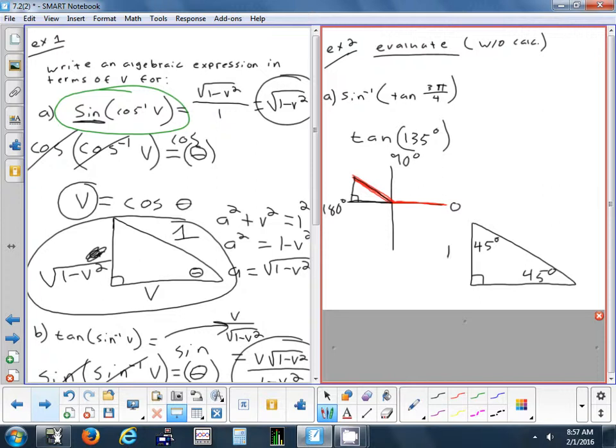So we've got two sides the same. So I just picked easy numbers. If you don't want to use 1 and 1, you could use 7 and 7. You could use 12 and 12. It just has to be two numbers that are the same. And the hypotenuse would be, using the Pythagorean Theorem, square root of 2.